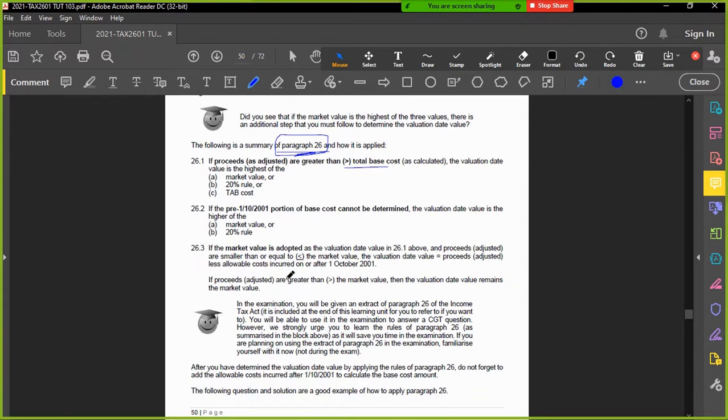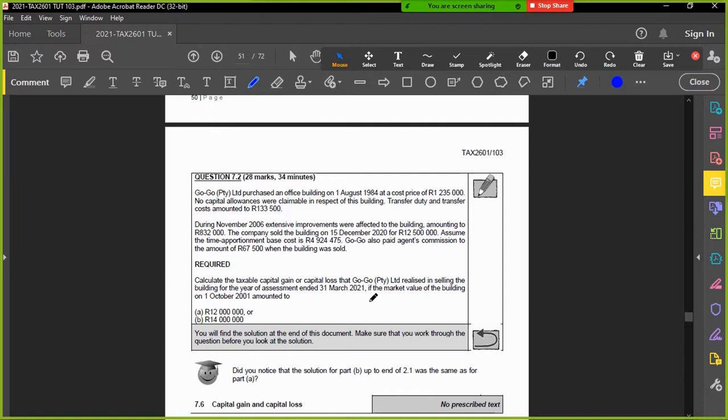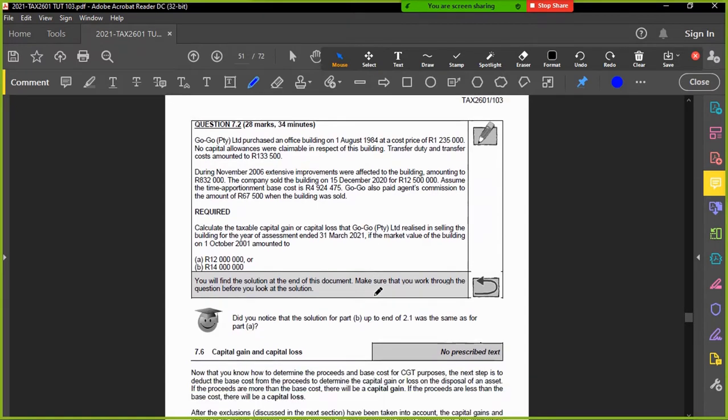And then there's the check as well for the market value. This applies to the market value. So yeah, that's just the note that you've got. Okay, here's an example. Let's look at this one.